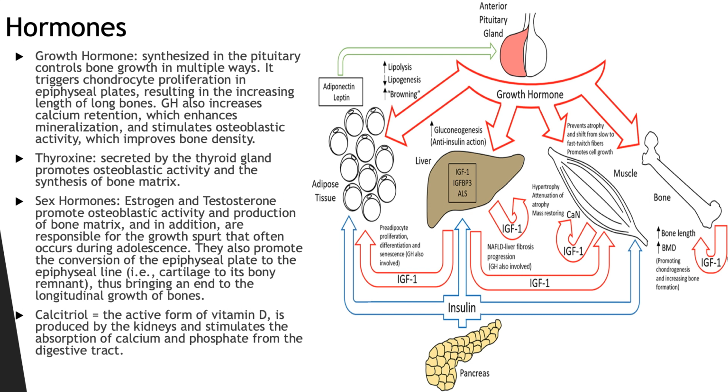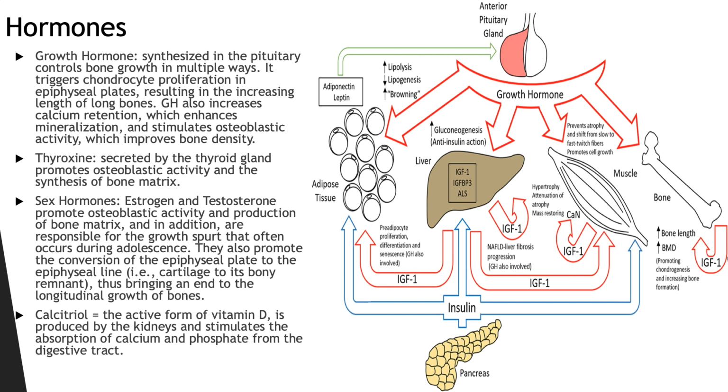A few others. You have thyroxine, which is secreted by the thyroid gland and promotes osteoblastic activity and the synthesis of bone matrix. You have your sex hormones, estrogen and testosterone, that promote osteoblastic activity and the production of bone matrix, and in addition are responsible for the growth spurt that often occurs during adolescence. They also promote the conversion of the epiphyseal plate to the epiphyseal line, the cartilage to its bony remnant, thus bringing an end to the longitudinal growth of bones.